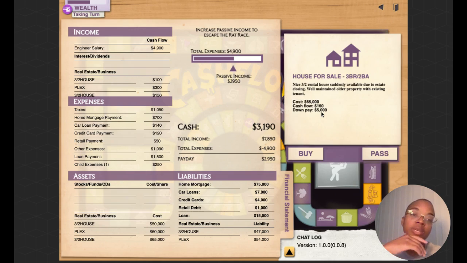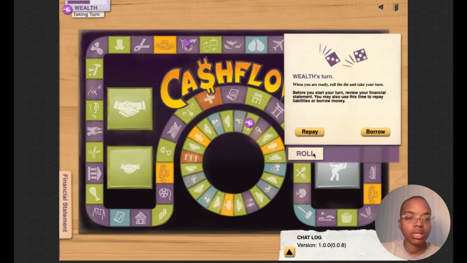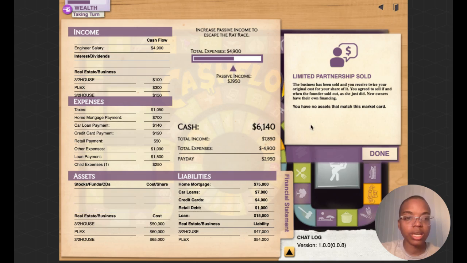Okay. 3 bed, 2 bath house, well maintained older property, 5,000 down. I'm going to pass on it just because I have two of these already. So, limited partnership sold. The business has been sold and you received twice your original cost for your share of it. I don't have any assets to match this market card, but remember earlier I was offered a startup company. Had I bought that startup company, I could have sold it for twice the amount today.